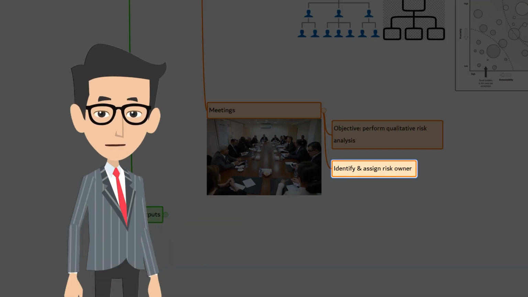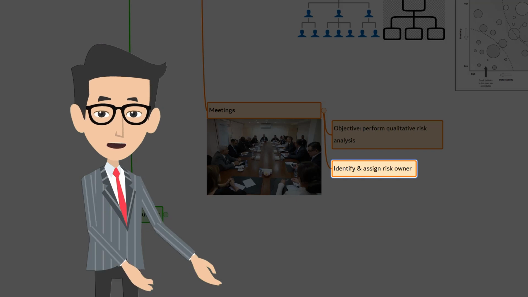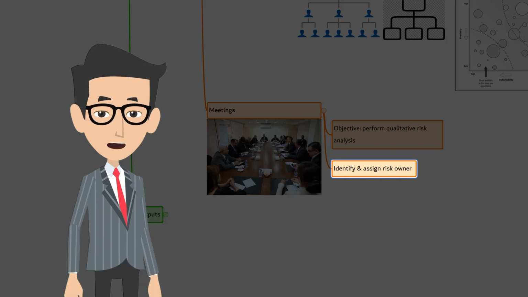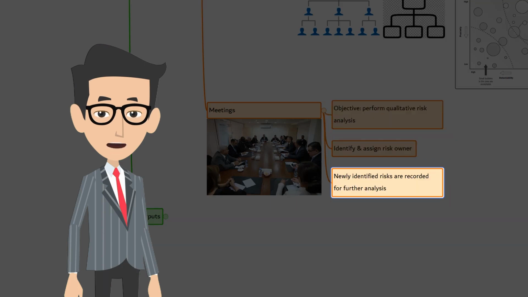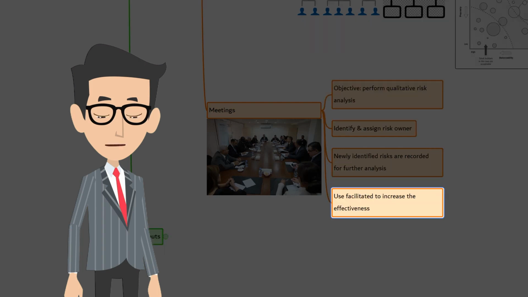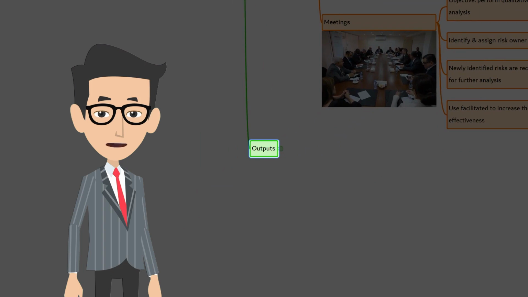The meeting may start by reviewing and confirming the probability and impact scale to be used for this analysis. It might happen that during the qualitative risk analysis, new risks are identified. Those risks must be recorded for further analysis. Use of a skilled facilitator will increase the efficiency of these meetings. Alright, that's about tools and techniques. Let's talk about the outputs.